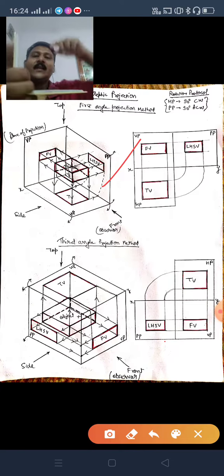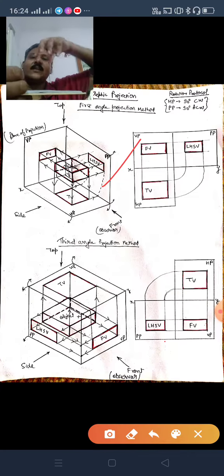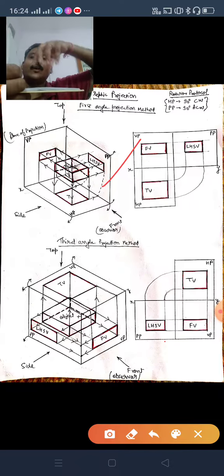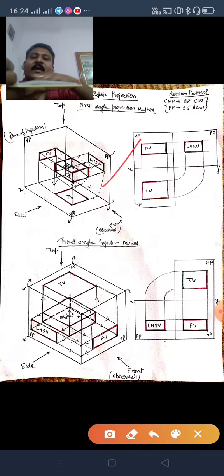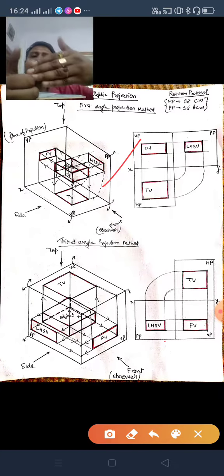Similarly, if you are seeing the object from the top, this is the object and this is the plane of projection. So the object is clearly visible. This plane of projection is not creating any obstacle in viewing your object when you are seeing from the top. So definitely this horizontal plane is the plane of projection, and there is no need of making this plane of projection transparent.